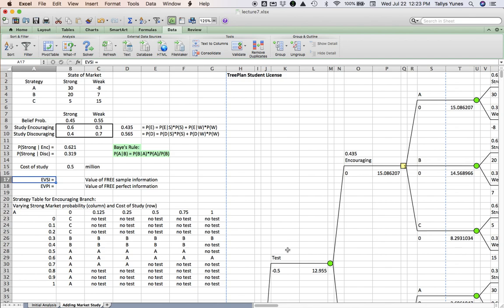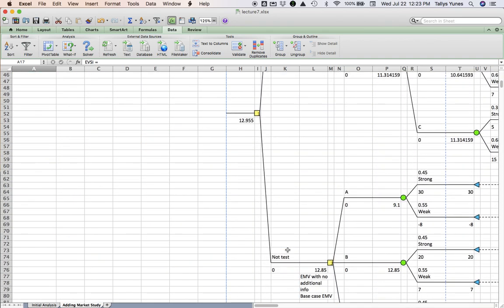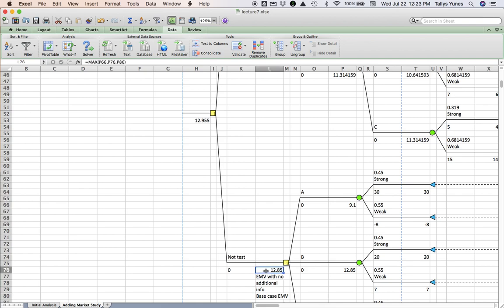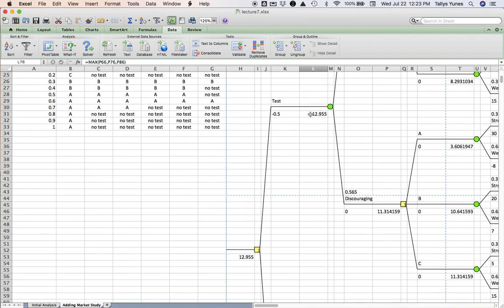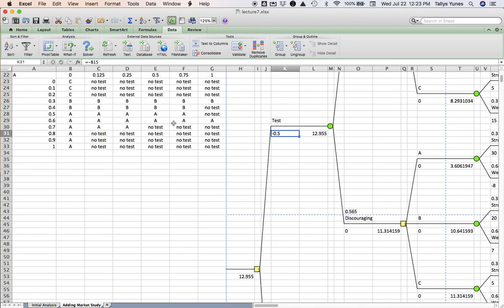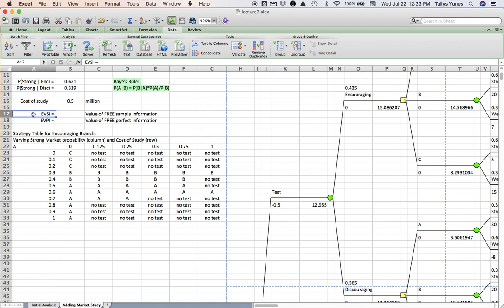The EVSI of this test is: if I didn't have to pay for the test, how much better would the test make my expected monetary value? How much better than what? How much better than my base case? How much better than what I could do if I didn't ask for the test's help? Well, we know that this number here, 12,955, is the EMV of doing the test after we pay for the test. But the definition of EVSI is: if you had a free test, how much better do you get?